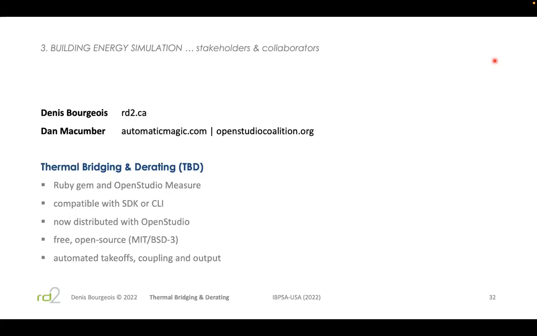None of this would have been possible without my partner in crime, Dan McCumber, who manages automaticmagic.com and is part of the OpenStudio Coalition. The OpenStudio community knows Dan McCumber very well, a longstanding OpenStudio developer. We've been collaborating for about 3 years, and it's been really a blast.